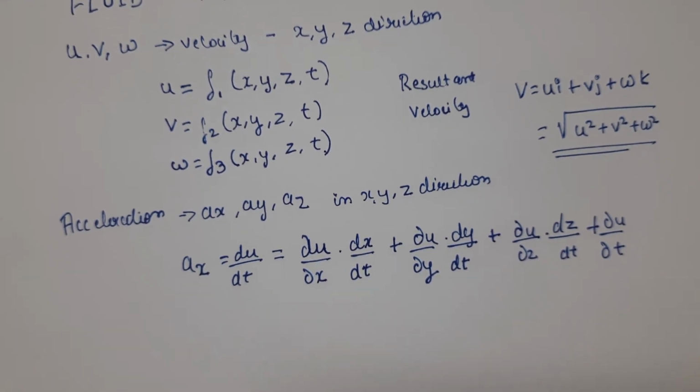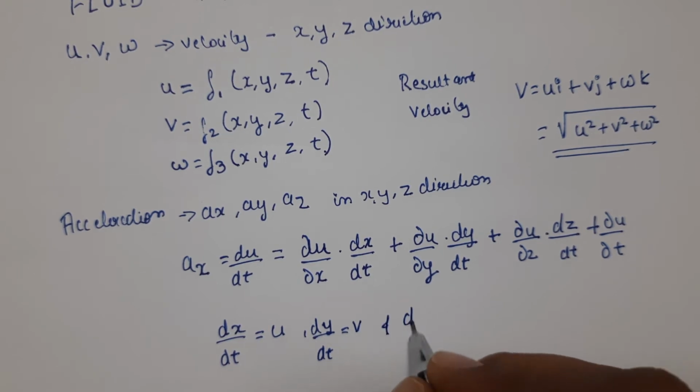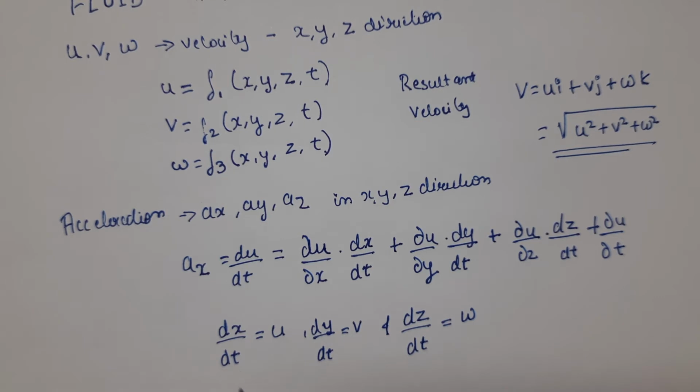Now we know that dx by dt is nothing but u, dy by dt is nothing but v, the velocity in the y direction, and dz by dt is equal to w. You can refer to the continuity equation problem to understand this. The change in displacement dx with respect to time is nothing but the velocity. Similarly, the change in displacement in the y direction gives velocity v, and the change in displacement in the z direction gives velocity w.